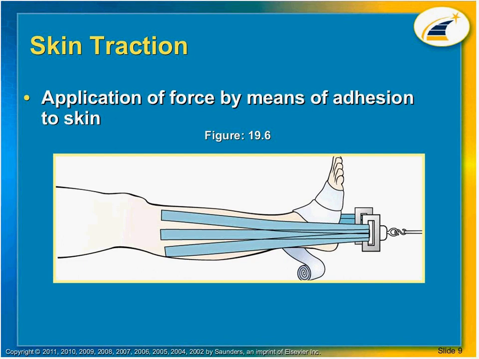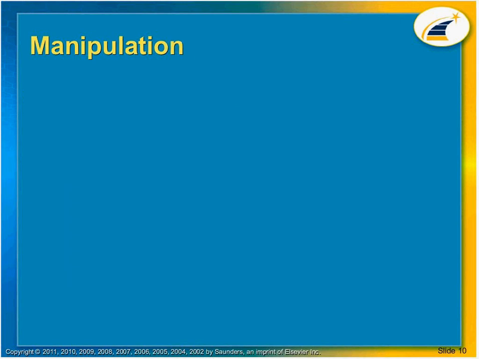More information about skin traction: it is the application of force by means of adhesion to the skin. When skin traction is used, devices are attached to strapping or tapes that are placed around the limbs. Force is applied by means of adhesion to the skin. Adhesion is tape. So the question is posed, why is skin traction less stable than skeletal traction? The answer is because the force is applied less directly, because they're using tape and wrap in place.